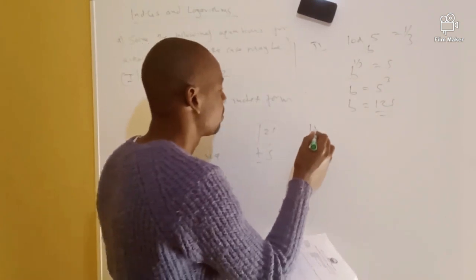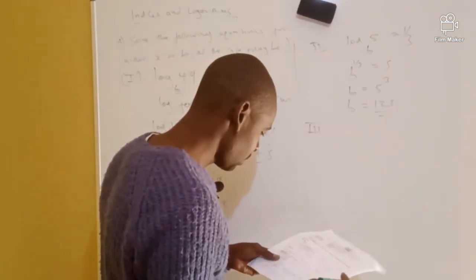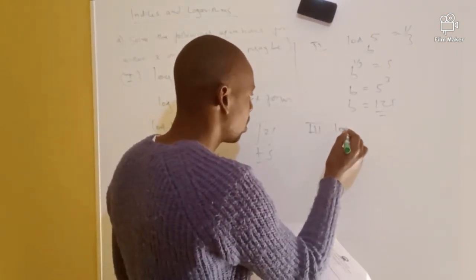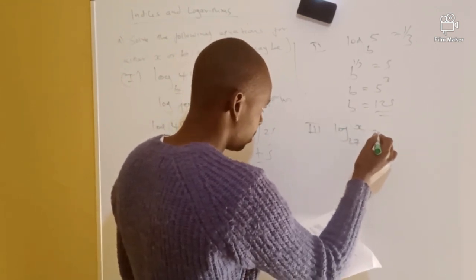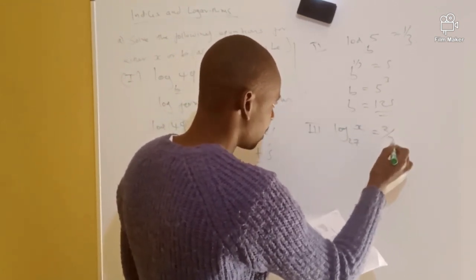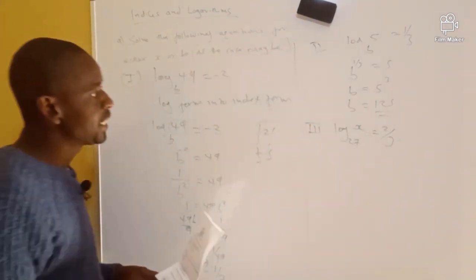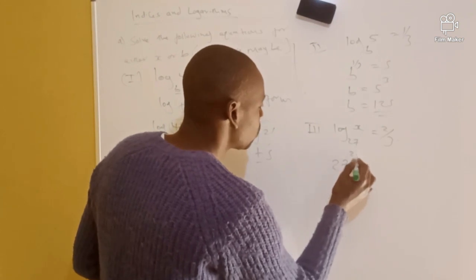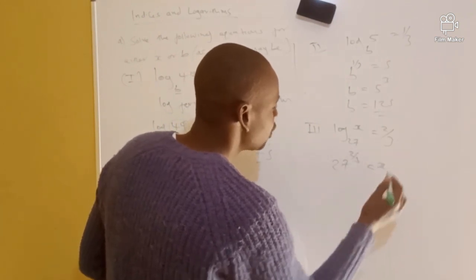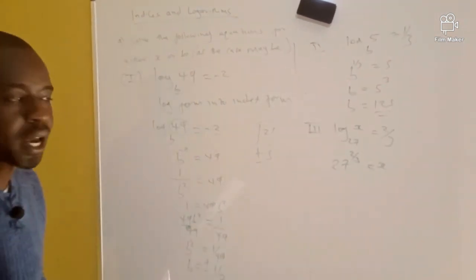Number 3, log of x to base 27 is equal to 2 over 3. So change it again. Change it into index form: 27 raised to 2 over 3 is equal to x.